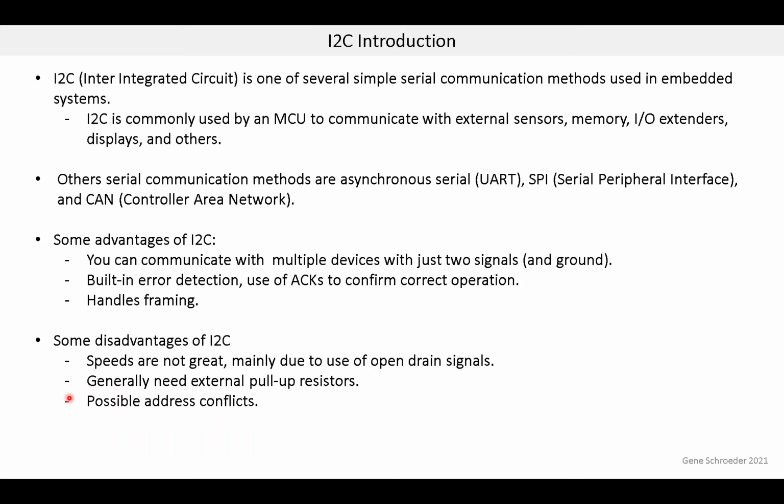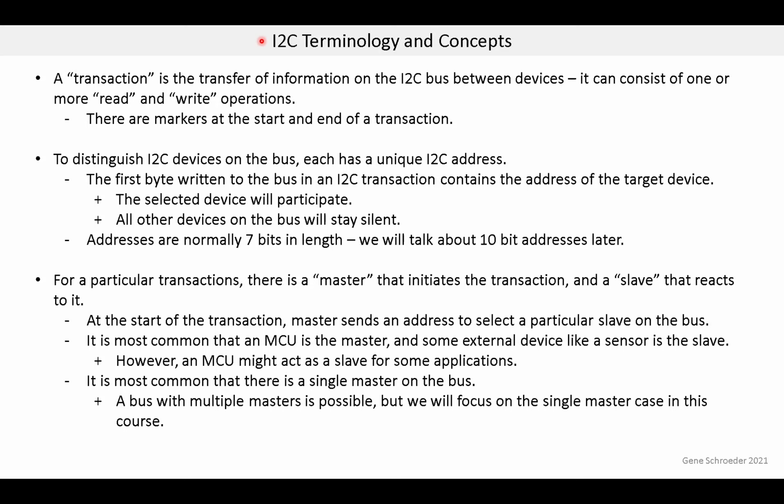And the final disadvantage I list is possible address conflicts. It is hard to say how often this is a problem, but it does happen. And I'll wait until we talk more about I2C addressing before explaining this. So now that we have found out how I2C is used and what its advantages and disadvantages are, let's start learning about some terminology and concepts.